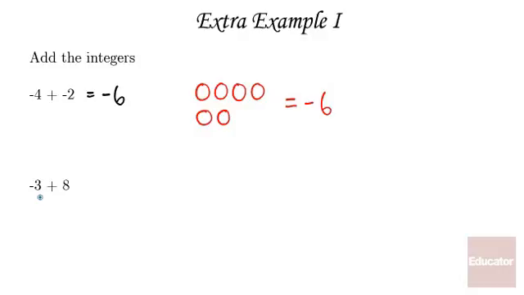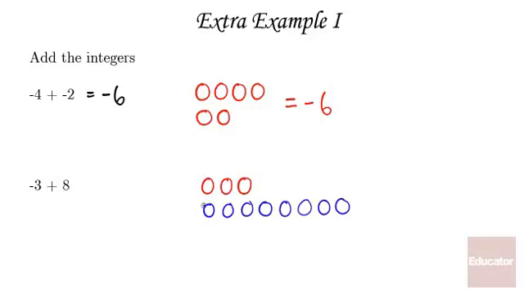Okay, next one. I have negative 3 plus 8. 3 negatives, so that's red. Okay, and then positive 8 is blue, so 1, 2, 3, 4, 5, 6, 7, 8. So the blue and the red cancel out. Cancels out and cancels out. Then I have 1, 2, 3, 4, 5 left, and blue is positive, so it's positive 5. I can leave it like this, or I can write positive 5.